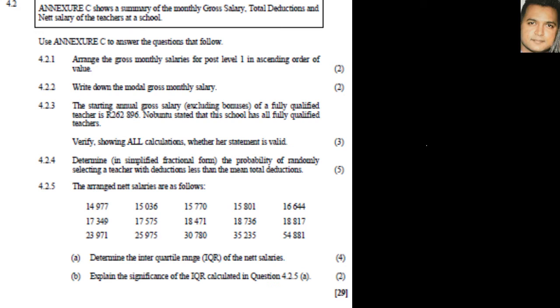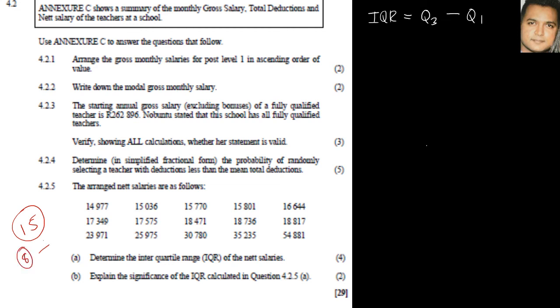Okay, so now that it's arranged, remember your IQR, your interquartile range, is equal to your Q3, which is your upper quartile, minus your Q1, which is your lower quartile. So in order for us to know this, the first thing we need to do is determine our median. So the median is the middle number, right? So let's look at our numbers here and we find that there are 15 numbers here. So our 8th number will be the middle number.